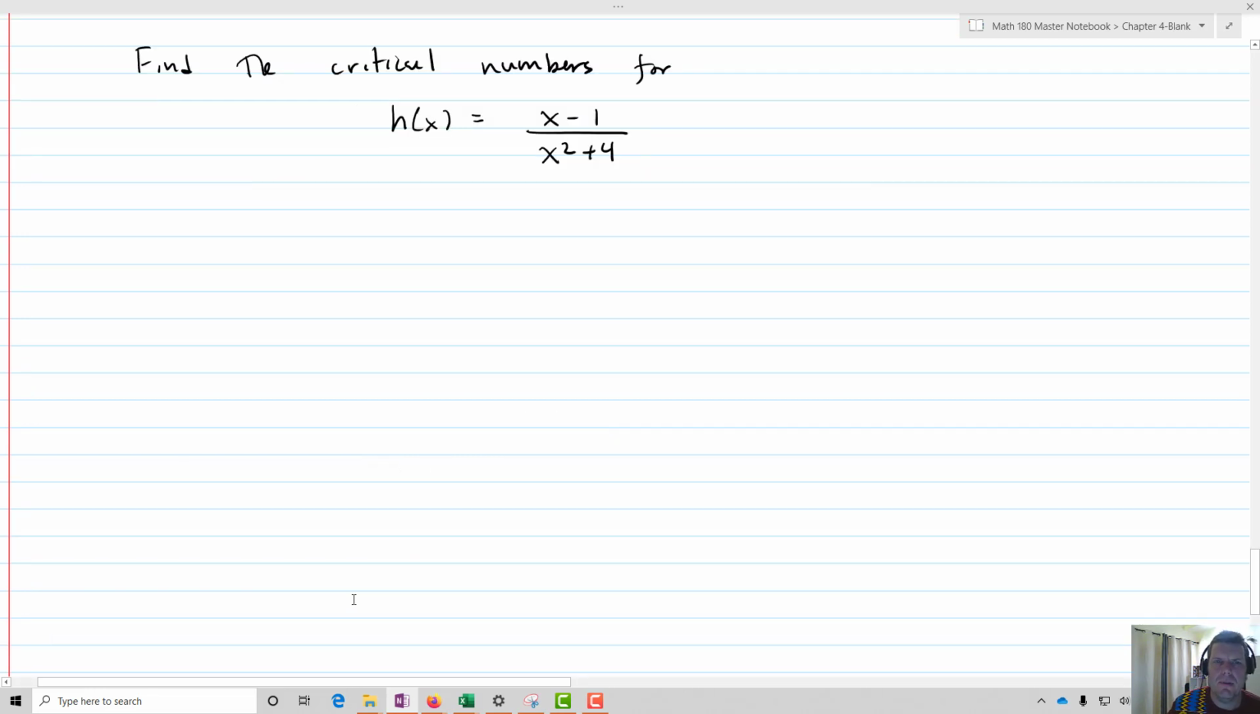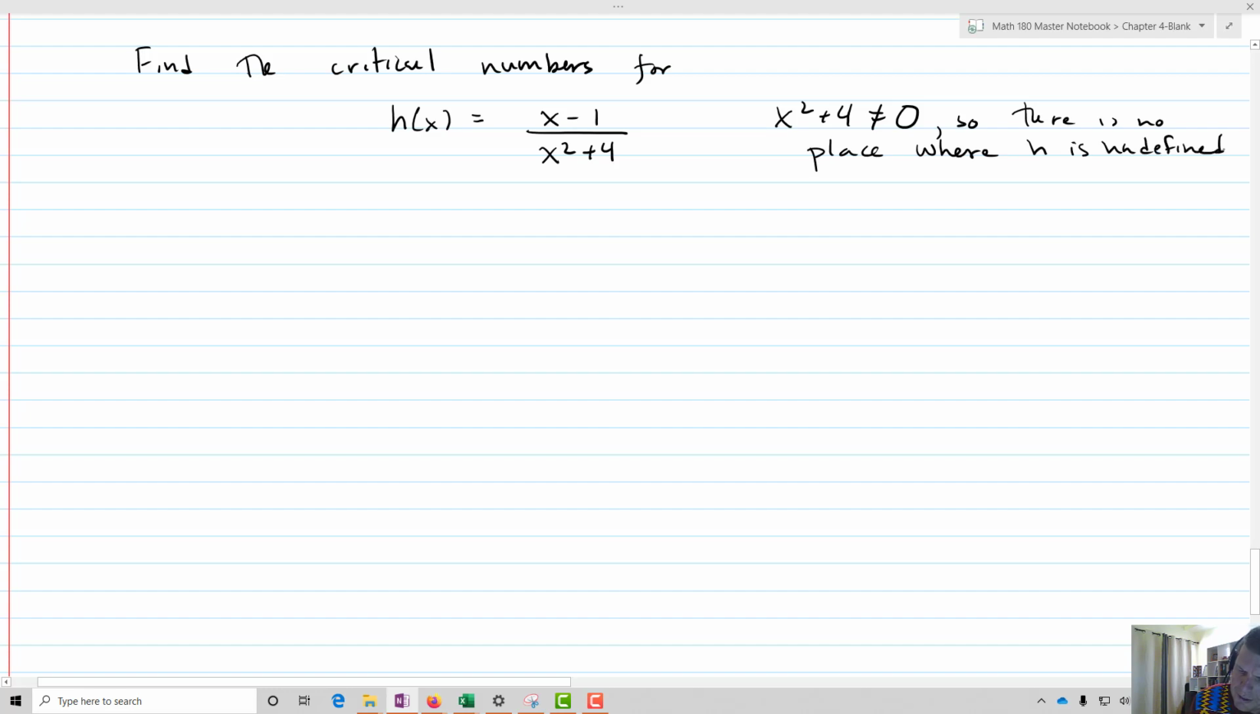So let's take a look at another example. Let's find the critical numbers for h of x equal to x minus 1 over x squared plus 4. First, I notice x squared plus 4 will never equal 0, so it appears at least that we're differentiable everywhere. There is no place where h is undefined. So that's our first place that we want to look.